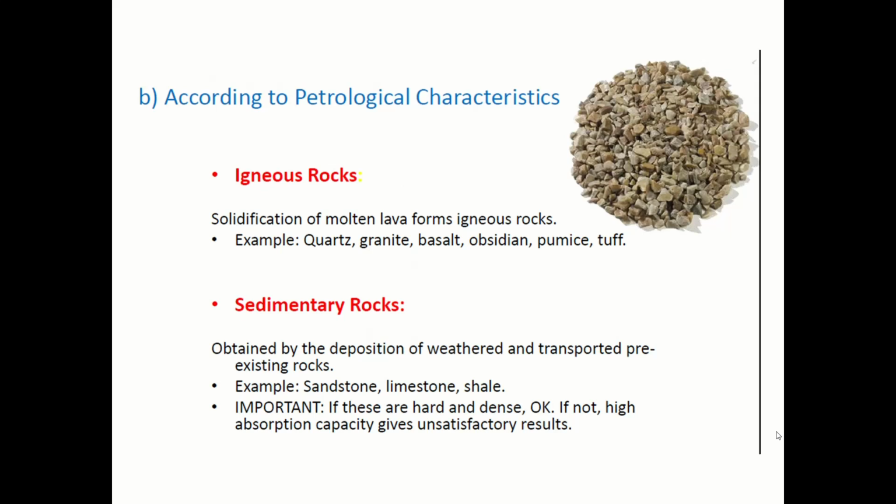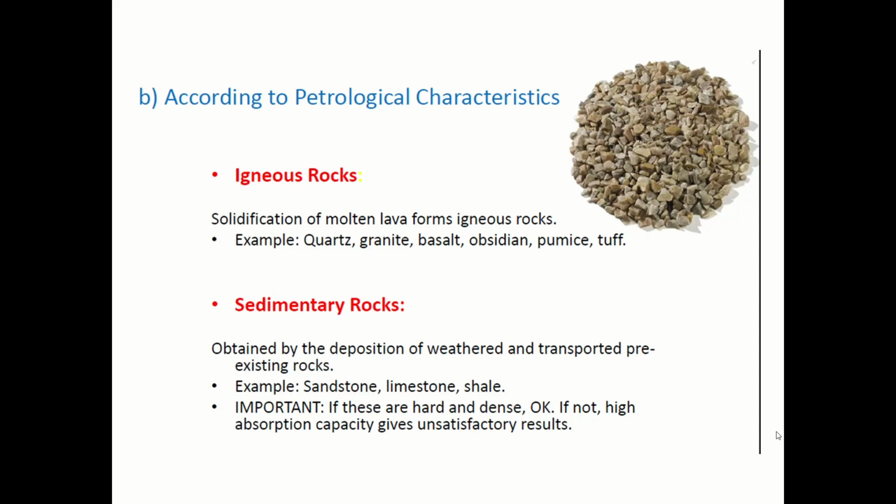Now we will talk about the petrological characteristics. In general, there are three categories of rocks: igneous rocks, sedimentary rocks, and metamorphic rocks. Igneous rock comes from the solidification of molten lava. Examples are granite, basalt, and quartz. Sedimentary rocks are obtained by deposition of weathered and transported pre-existing rocks. Examples are sandstone, limestone, and shale.